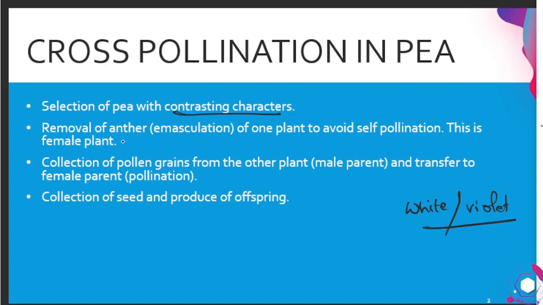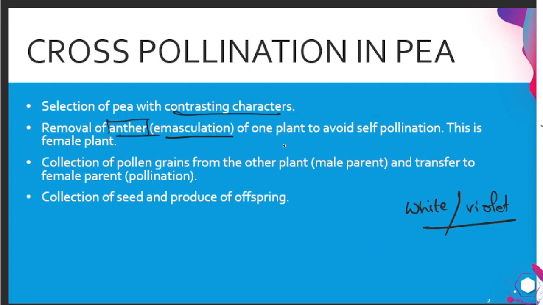Remove the anther. Emasculation. What is emasculation? Emasculation is nothing but removing the male part of the flower. You're going to remove the anther part of the flower. That is the male part of the flower you are removing. That is called emasculation.